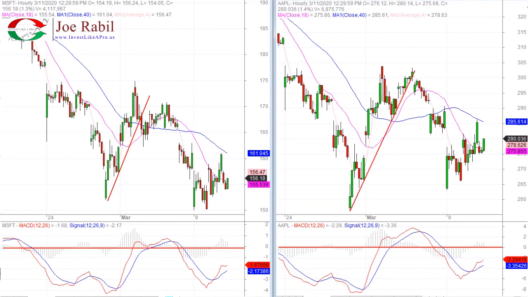But look at the difference in the way the stocks acted with the trend line. Microsoft immediately broke the trend line on the pullback. Apple actually came down and held that and then moved higher. So this is a real important point here. You could go and look at the daily chart and you can do a trade off of a daily chart without looking at a different time frame.